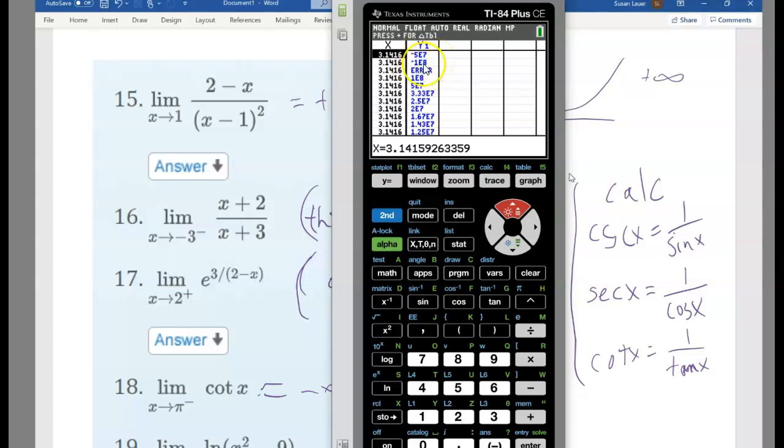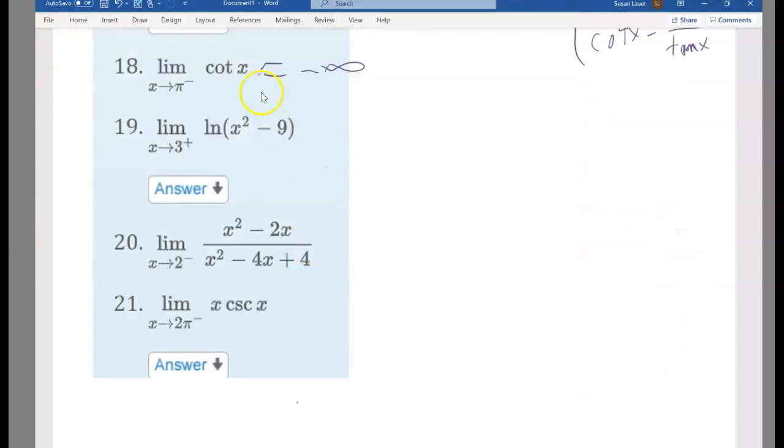So on the left side, to the left of pi, below pi, however you want to say that, you're going to have a negative infinity, and after pi you'd have a positive infinity. For the next problem, if I put 3 in, I get the natural log of 0, which is undefined.